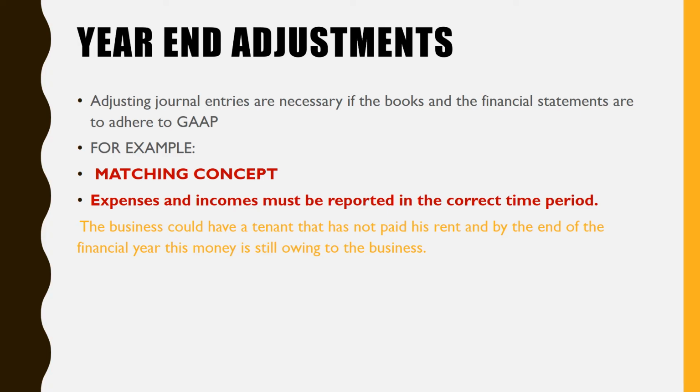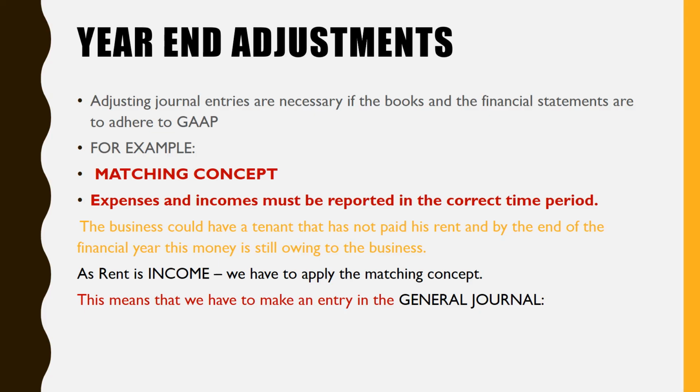So, for example, the business could have a tenant that has not paid his rent, and by the end of the financial year, this money is still owing to the business. But we've got to go and apply our matching concept. It says that income and expenses must be reported in the correct time period. We know that rent is income. And even though the tenant has not paid us, that income applies to the current accounting period. Therefore, we need to adjust our books to show that it is income, even though we have not received it yet.